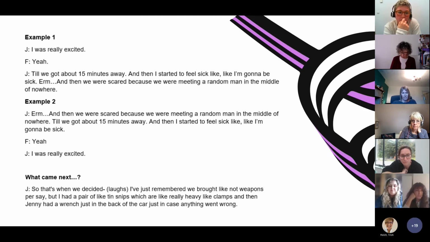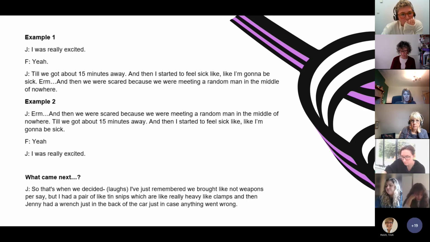So the first example is the actual sequence of the narrative, which shows a really quite non-random sequence of events. It goes from her feeling excited, to sick, to scared, to the point where she and her partner are discussing whether they have any weapons. So you can see this sequence of events unfolding in a causal pattern. Whereas in the example that I created that ends in her being excited, it wouldn't really make sense for her to then start talking about weapons.